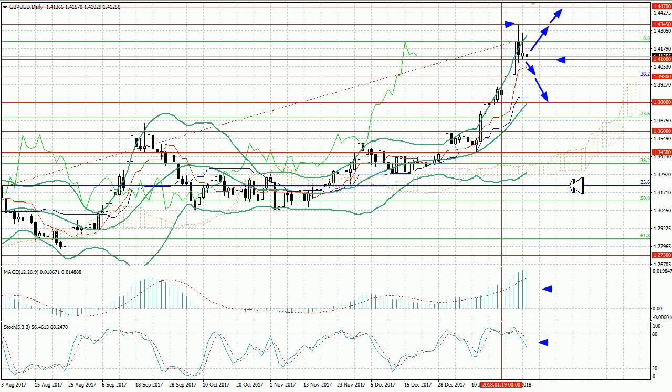As for the fundamental events of the week, it is worth noting the index of business activity in the manufacturing sector of UK. In general, the beginning of the correction after the breakdown of 1.41 seems probable, but the resumption of growth is also possible.